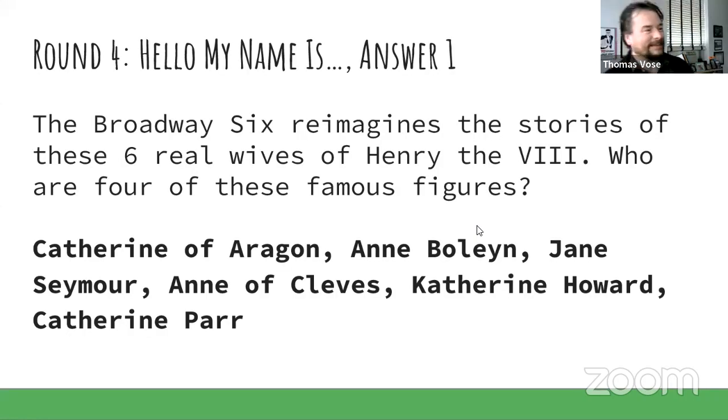So for the Broadway Six, we follow the famous figures of Catherine of Aragon, Anne Boleyn, Jane Seymour, Anne of Cleves, Catherine Howard, and Catherine Parr. If you said Catherine any number of times, I would have accepted it, because I also don't know how to spell the variations of Catherine. So in that round, I'm like, yes, if you wrote it three times, that's fine. Or just think divorced, killed, died, divorced, killed, survived. There you go. Alrighty, next one.